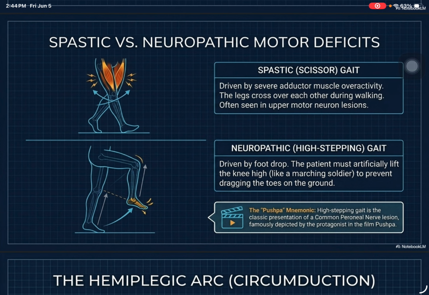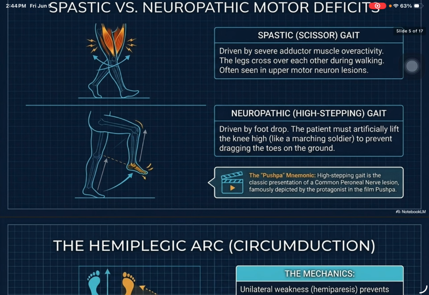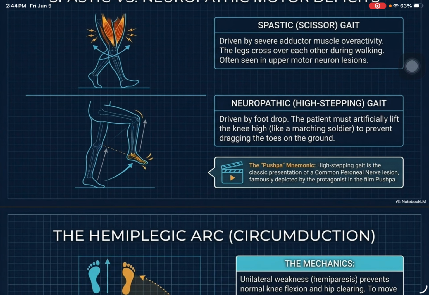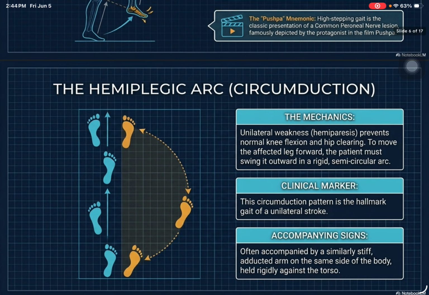Then spastic and neuropathic motor deficits. Spastic gait, or scissor gait, is driven by severe adductor muscle overactivity, where the legs cross over each other during walking, and is often seen in upper motor neuron lesions. Neuropathic high-stepping gait is driven by foot drop. The patient must artificially lift the knee high to prevent dragging the toes on the ground.